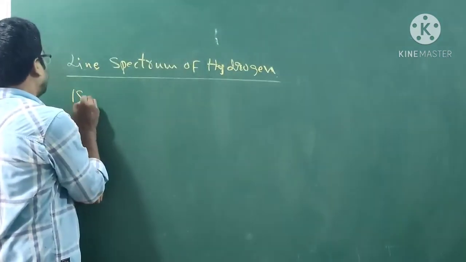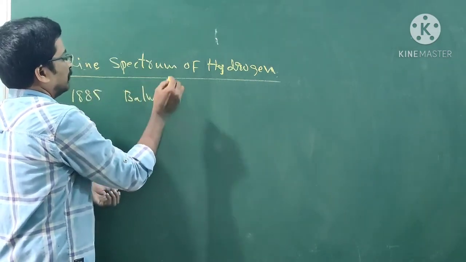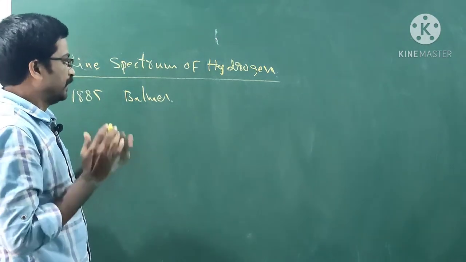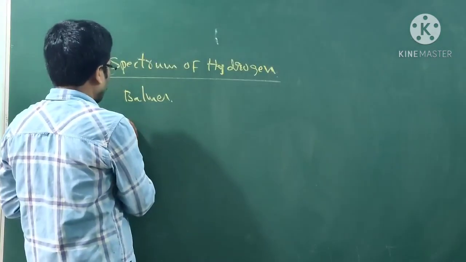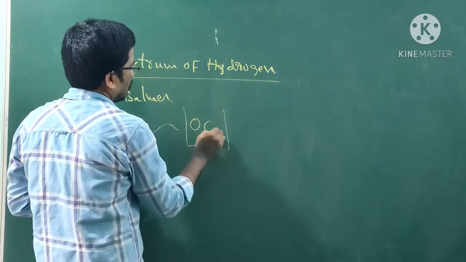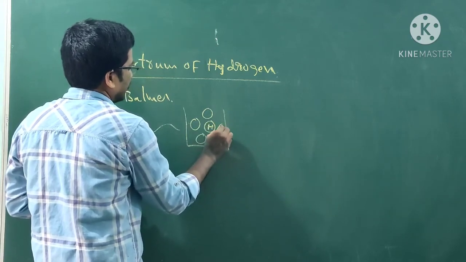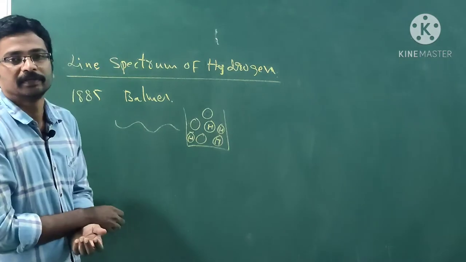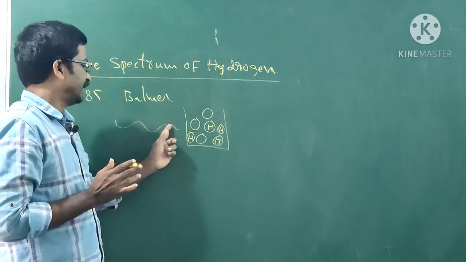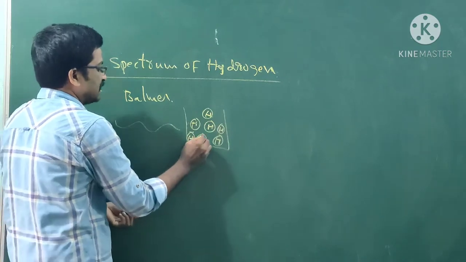In 1885, Balmer did an experiment by passing electromagnetic radiation onto a hydrogen atoms containing sample. The sample contains gaseous hydrogen atoms.